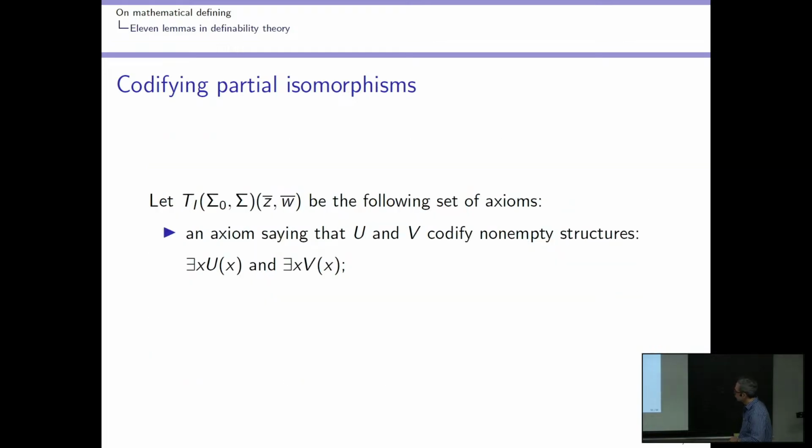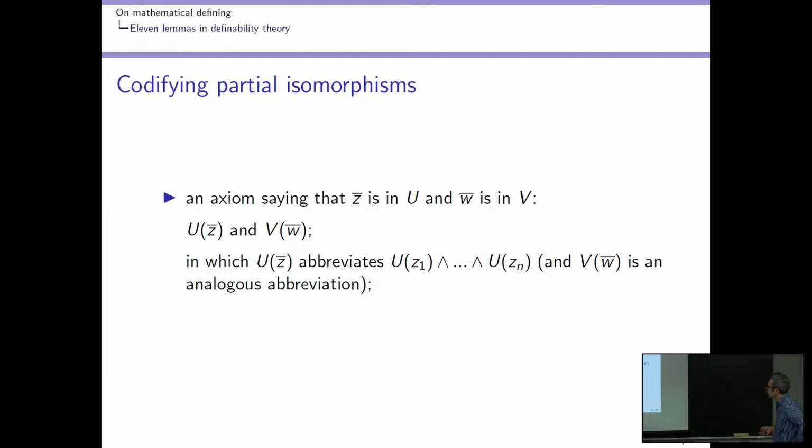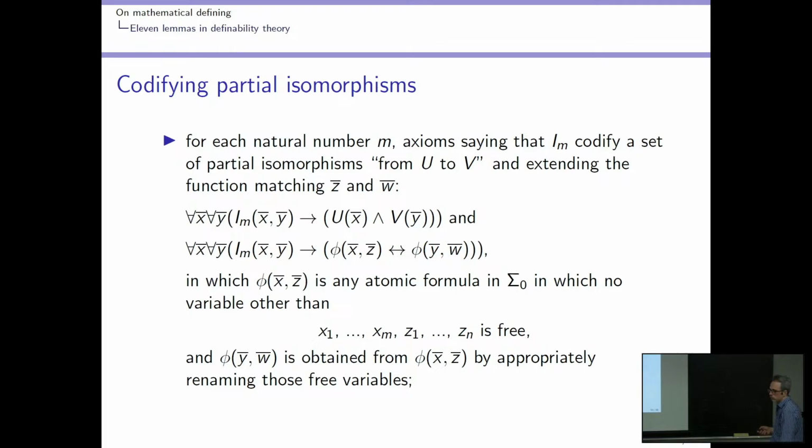I will give you the theory now. It is much more complex. So we have also axioms saying that U and V codify non-empty structures. This is the same. We have also an axiom saying that Z bar is in U and W bar is in V. This is nothing new. And now for each natural number M, an axiom saying that IM codifies a set of partial isomorphisms from U to V and extending the function matching Z bar and W bar. So this is what it means.